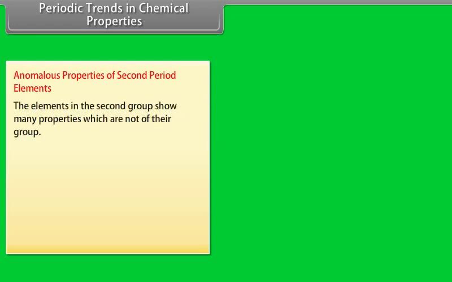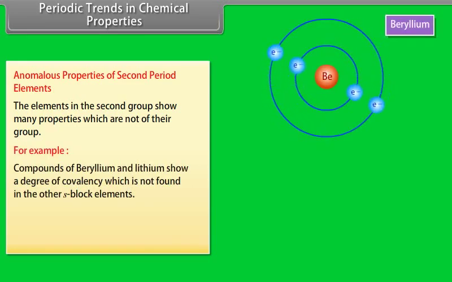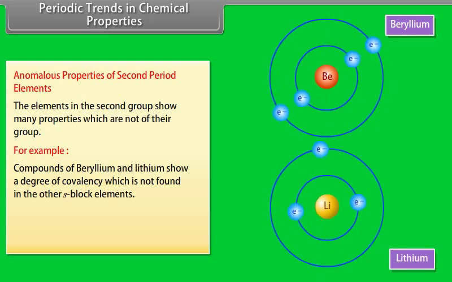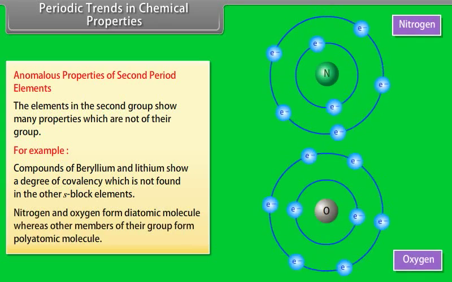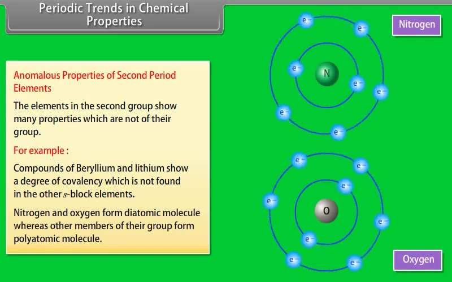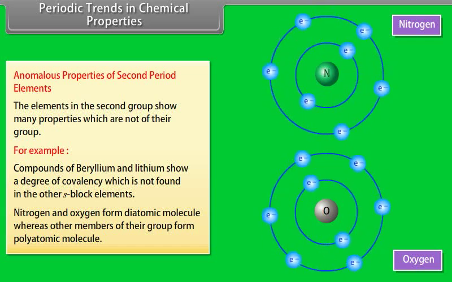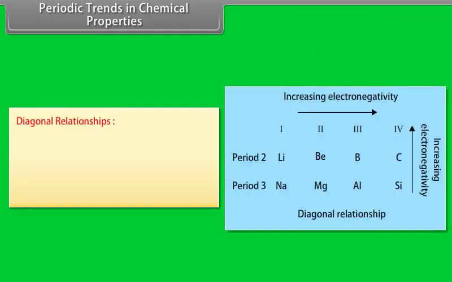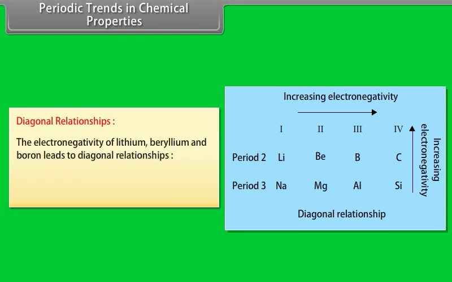Anomalous properties of second period elements. The elements in the second period show many properties which are not shared by their group. For example, compounds of beryllium and lithium show a degree of covalency which is not found in the other s-block elements. Nitrogen and oxygen form diatomic molecules, whereas other members of their group form polyatomic molecules. Diagonal relationships. The electronegativity of lithium, beryllium and boron leads to diagonal relationships. Lithium is strikingly similar to magnesium, beryllium to aluminum and boron to silicon.